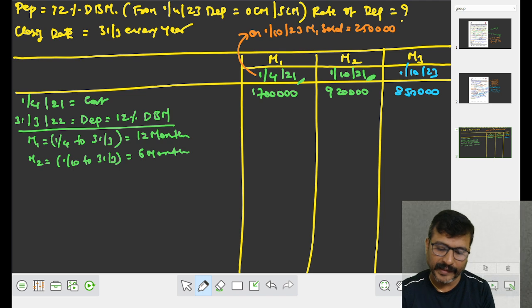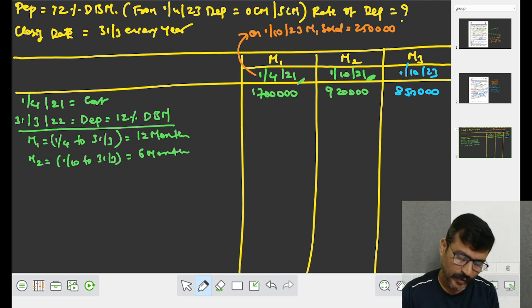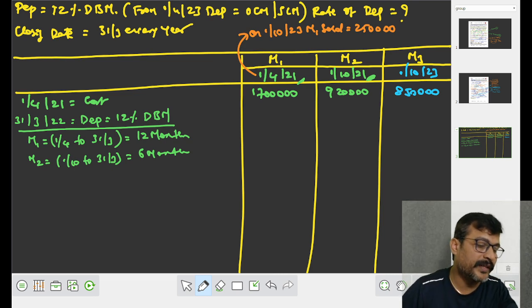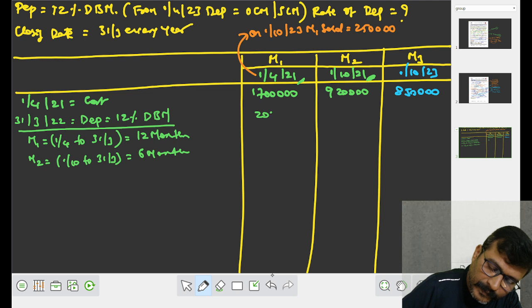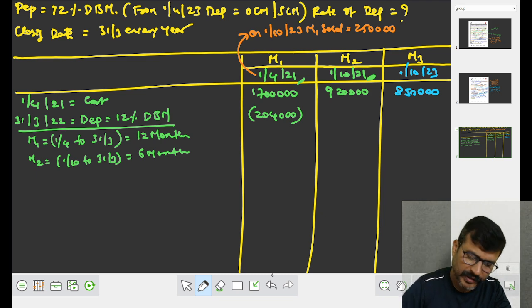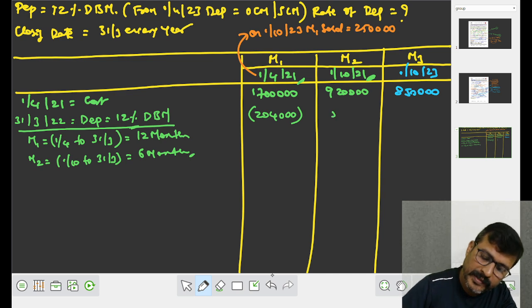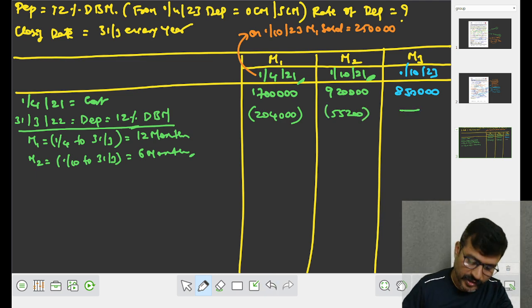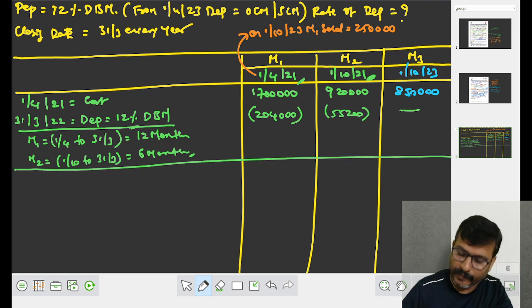Now take the calculator, 17 lakh into 12% into 12 by 12, it comes to rupees 2 lakh 4,000 for the first machine. For second one, 9 lakh 20,000 into 12% into 6 by 12, it comes to rupees 55,200. Please use a calci and work out. Nothing is to be charged for the third machine because it was purchased in October 23.